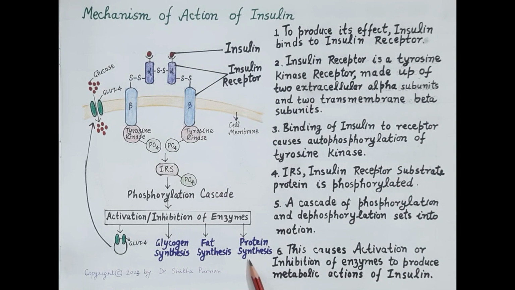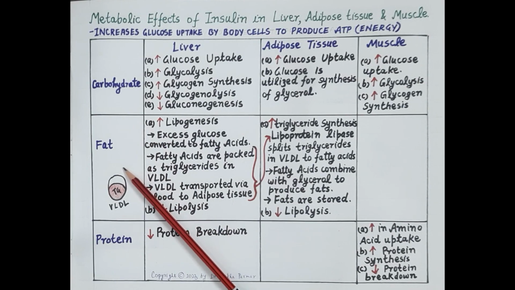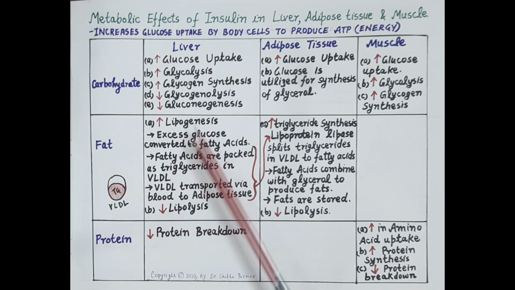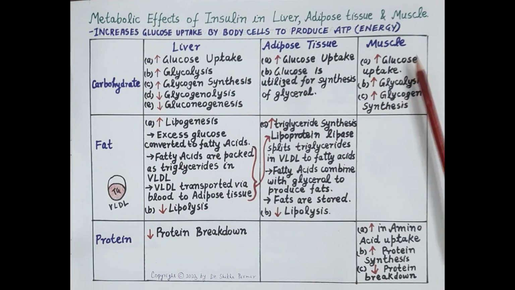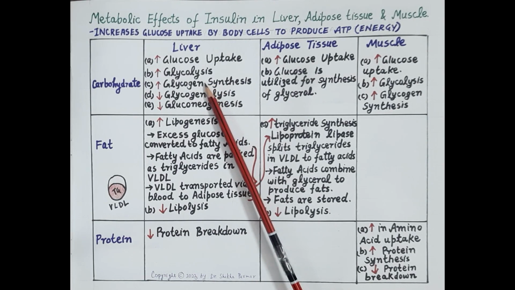So, now let's discuss metabolic functions of insulin in detail. Now, this is a slide that summarizes effect of insulin on carbohydrate, fat, protein, metabolism in the liver, adipose tissue and muscles. Now, before discussing metabolic functions of insulin, let's understand few terminologies. First is the glycolysis. Glycolysis is a process where glucose is utilized by the cells to produce energy.